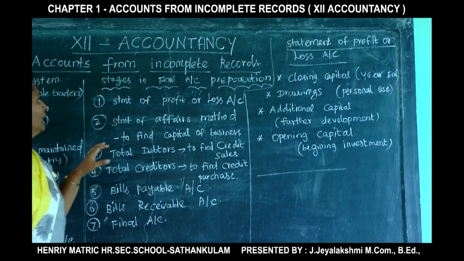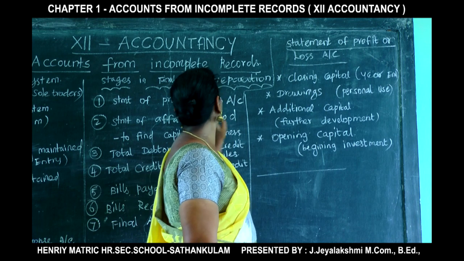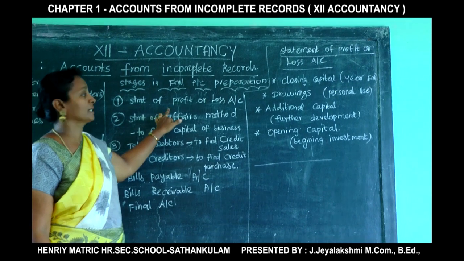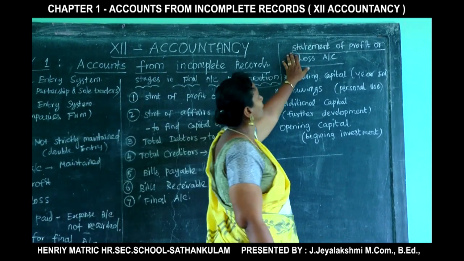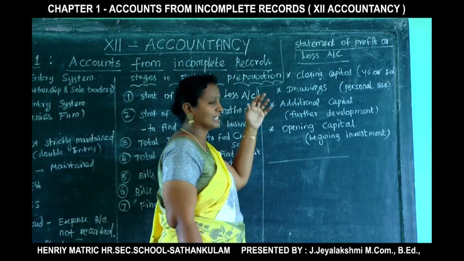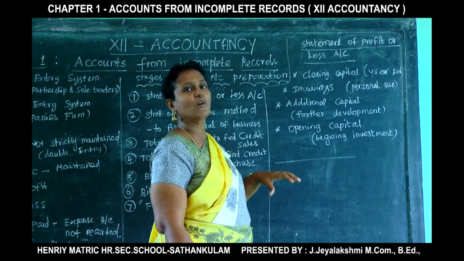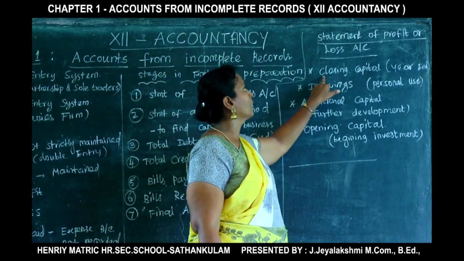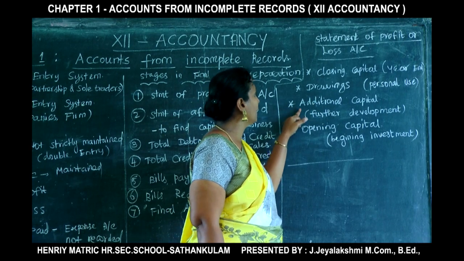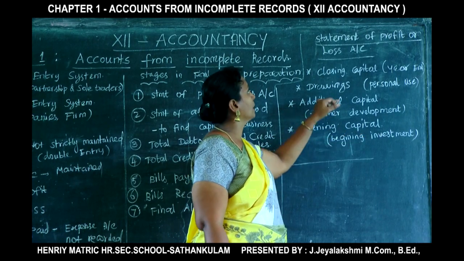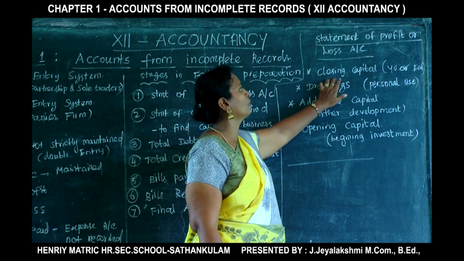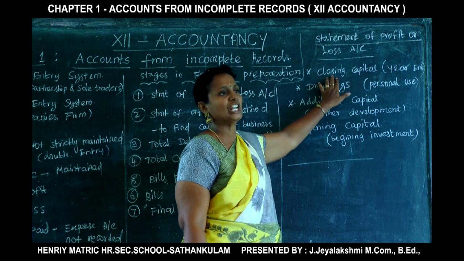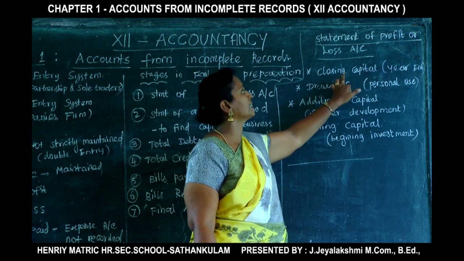Next we are going to prepare stage 7. In this stage, we take the first aspect, the statement of profit and loss account. Here we are going to prepare the profit and loss account. First of all, we must know what aspects are involved in this format. First, closing capital is involved, then drawings, additional capital and opening capital. First we must know the meaning of closing capital. Closing capital means the initial amount, which is called the capital account.